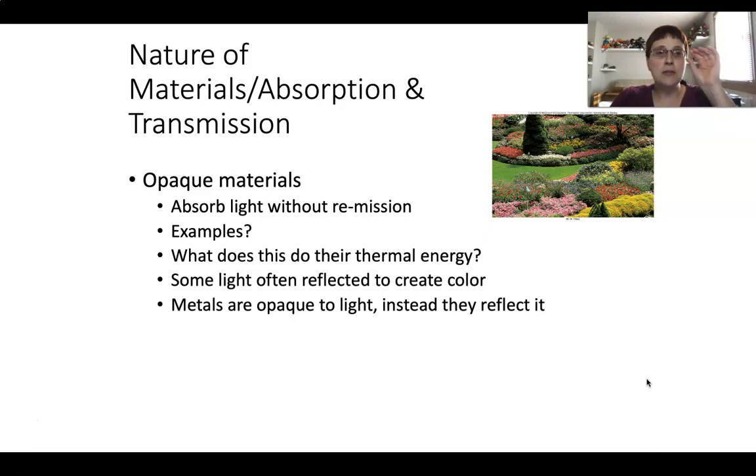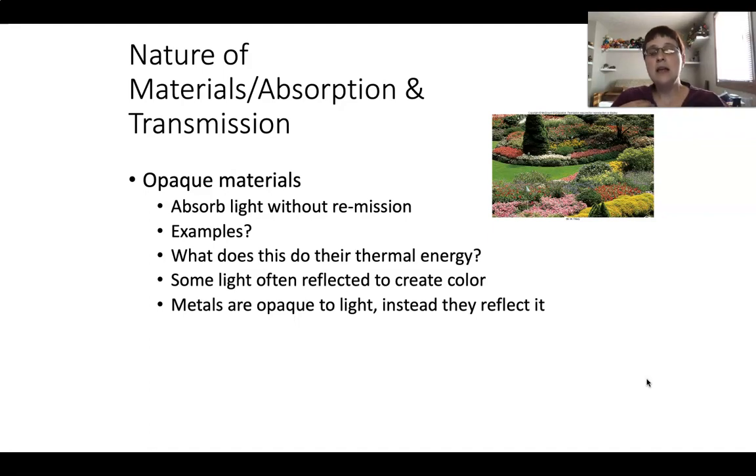So what does this do to their thermal energy, to their heat? Well, for most of the objects, it increases it. Think about if you have a dark colored shirt on in the middle of summer, you're going to get hotter. And that's because that dark colored shirt is going to absorb the heat, or absorb the light, and convert it into heat. So that's what's going to happen to these objects that are opaque, because they're absorbing the light, not reflecting it or transmitting it or refracting it, the other options we've got.